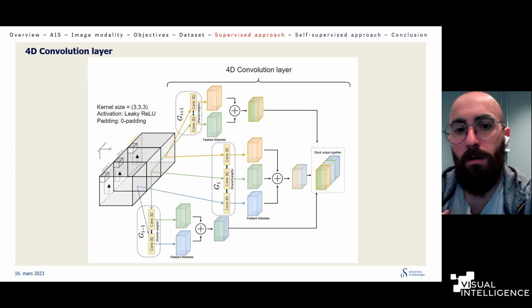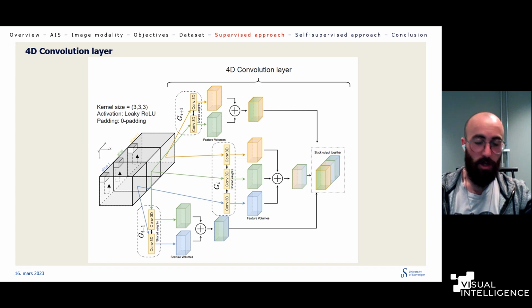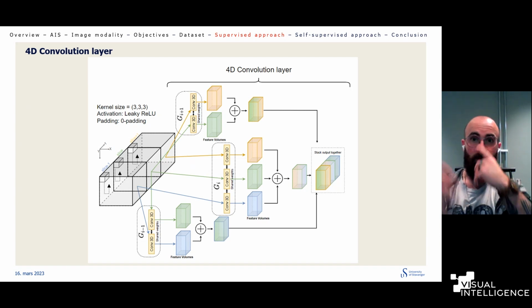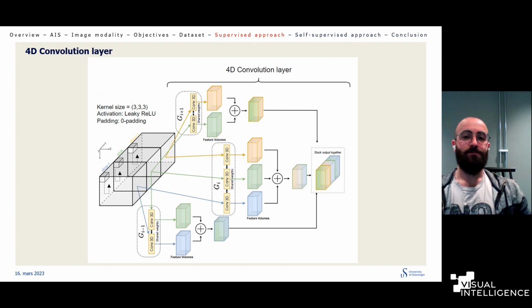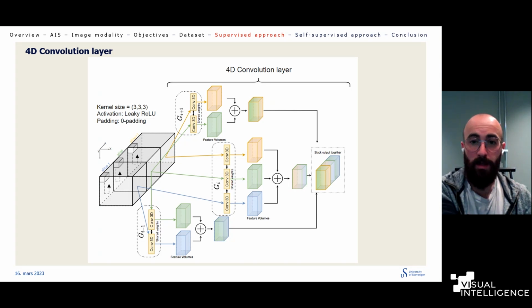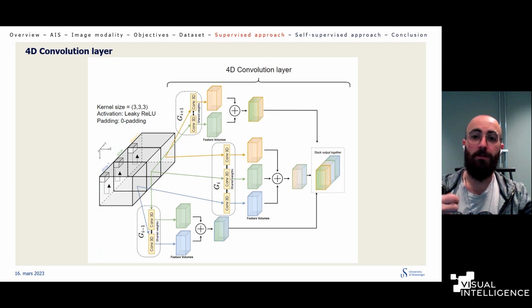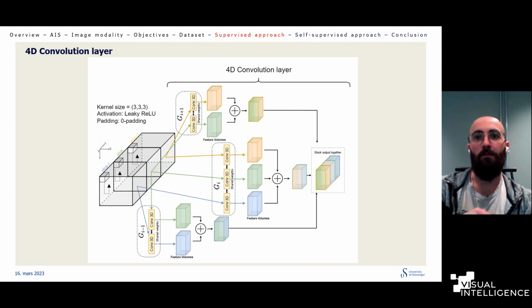In order to do that, we have created a novel 4D convolutional layer, which is based on the idea that a 3D convolutional operation can be seen as a sum of different 2D convolution operations. So what we try to do here is simulate a 4D convolution operation with the sum of multiple 3D convolution operations. Each of these 3D inputs is fed to a 3D convolutional layer, and the outputs are summed up together and stacked to create a final output, which simulates a 4D convolution operation.